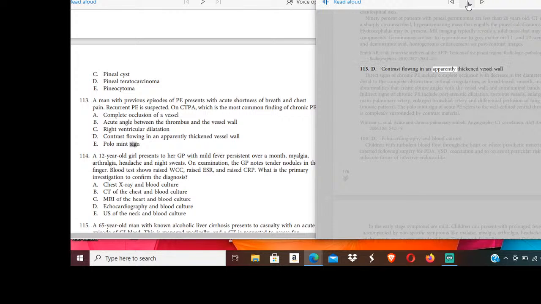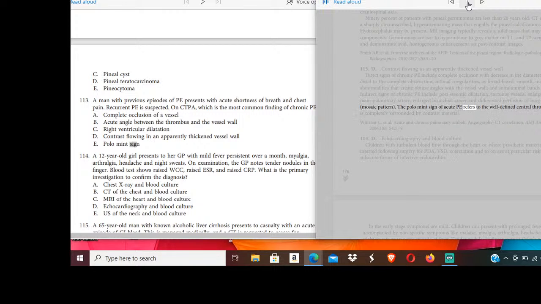113. D. Contrast flowing in an apparently thickened vessel wall. Direct signs of chronic PE include complete occlusion with decrease in the diameter of the vessel distal to the complete obstruction, intimal irregularities as broad-based, smooth margined abnormalities that create obtuse angles with the vessel wall, and intraluminal bands or webs. Indirect signs of chronic PE include post-stenotic dilatation, tortuous vessels, enlargement of the main pulmonary artery, enlarged bronchial artery, and differential perfusion of lung parenchyma, mosaic pattern.